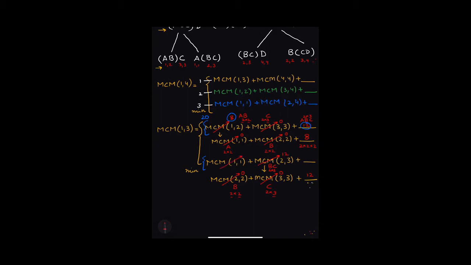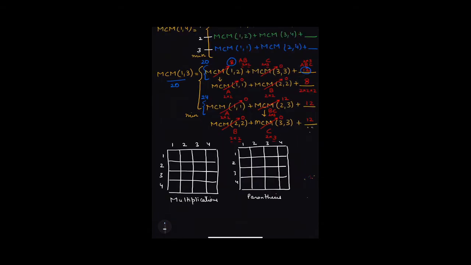The value of MCM 1, 1 is 0. And if I multiply A having a dimension of 2 cross 2 with BC, I would get a multiplication value of 12. So the total cost I'm getting from here is 12 plus 12, which is 24. Now I have to find the minimum cost, so I can say that the minimum cost of MCM 1, 3 is 20.